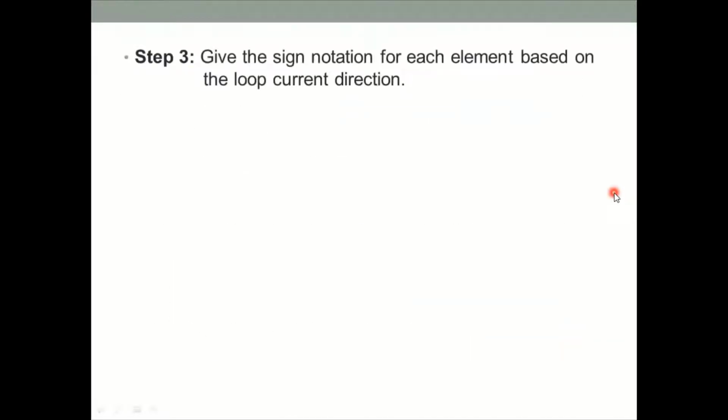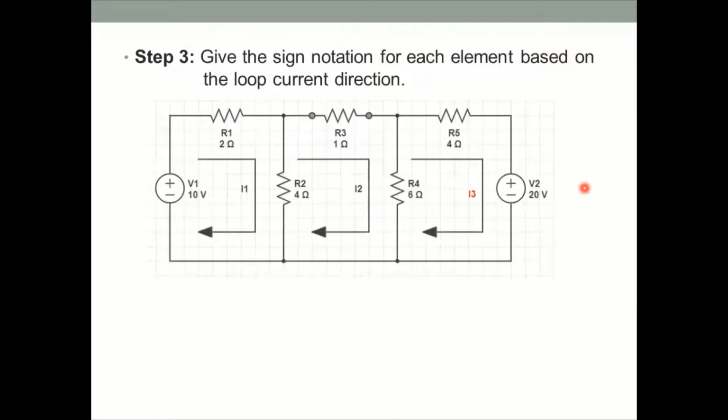Coming to the next step, step 3, we need to give the sign notation for each element based on the loop current direction. This sign notation is very important, guys, so just listen carefully. If this is the circuit, we need to give the sign notation for the elements. Here our resistors are the elements, so we need to give the plus sign as well as the minus sign for the resistors. How to give these plus and minus signs is always based on the current direction.